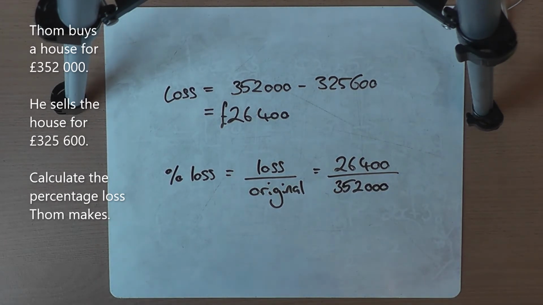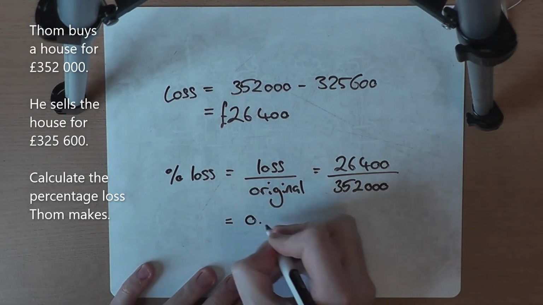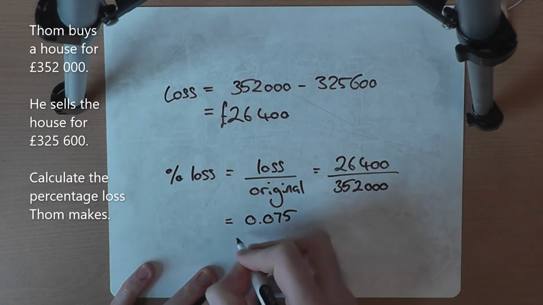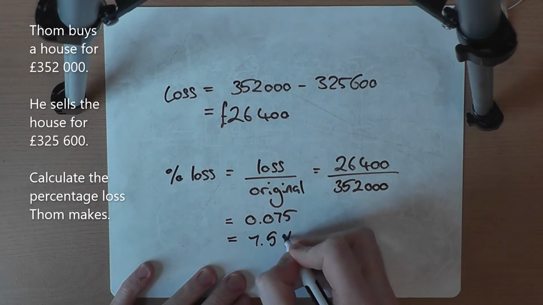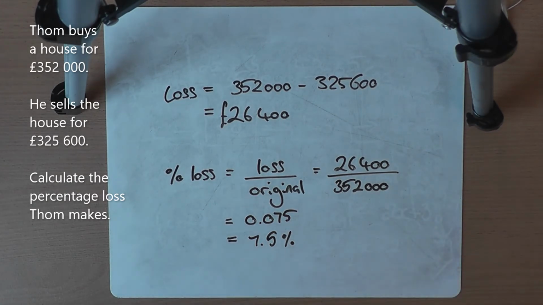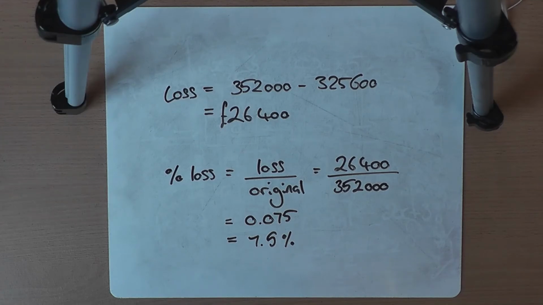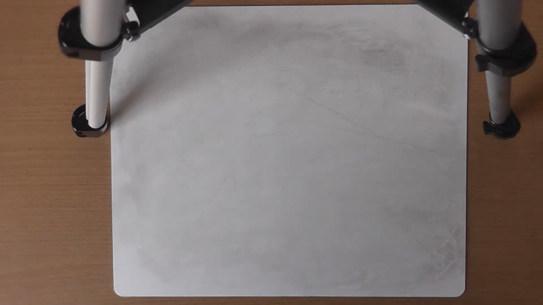We would then do 26,400 divided by 352,000 on our calculator. We would work that out and we would get an answer of 0.075. Well, 0.07 would be 7%. The 5 is going to have to go somewhere, so that will give us a percentage loss of 7.5%. Now hopefully you'll have noticed that the percentage profit and the percentage loss there were worked out in pretty much the same way. It was the profit or the loss as a percentage of the original. Now what we are actually doing here, whether you realise it or not, is we are working out percentage changes once again.